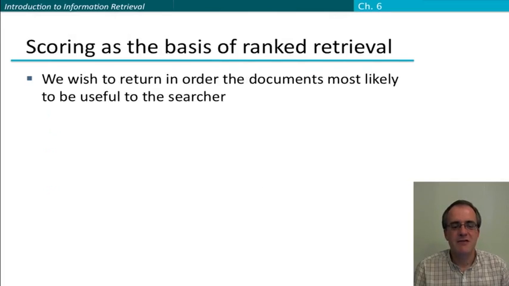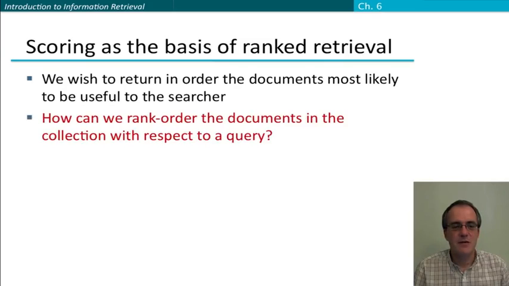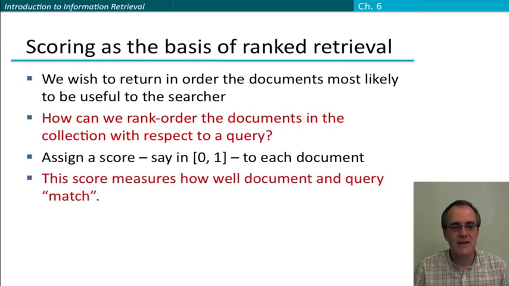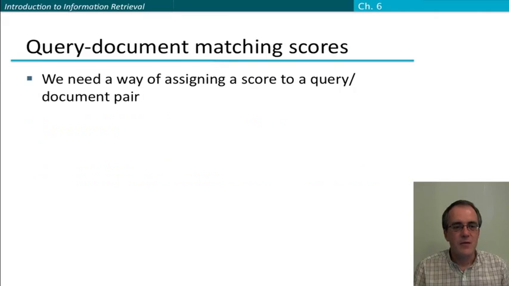So the basis of ranked retrieval is having a good system of scoring. We need to be able to return the documents that are most likely useful to the searcher. And so that raises the question of how can we rank order the documents with respect to a query. The method we'll look at to do that is the idea that what we should do is assign a score, say a number between 0 and 1, to each document. This score measures how well the document and the query match each other. So we need a way of assigning a score to a query document pair.